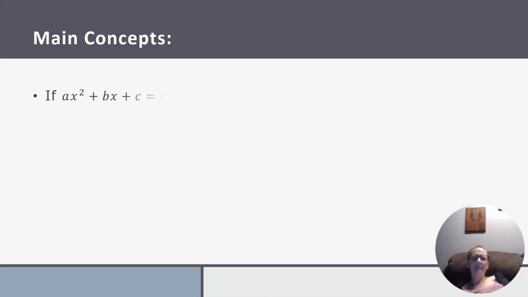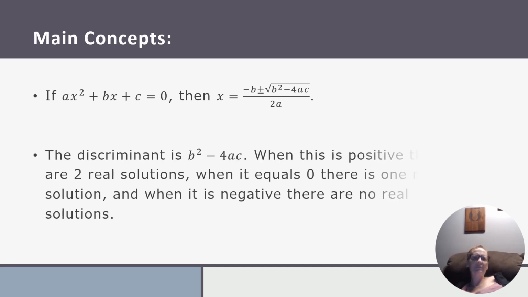Main concepts. If you have a quadratic in standard form, ax squared plus bx plus c equals 0, then you can solve it using the quadratic formula, which says x is equal to the opposite of b plus or minus the square root of b squared minus 4ac all over 2a. You really need to memorize that formula. You'll be using it a lot.